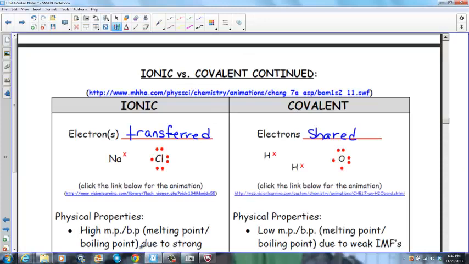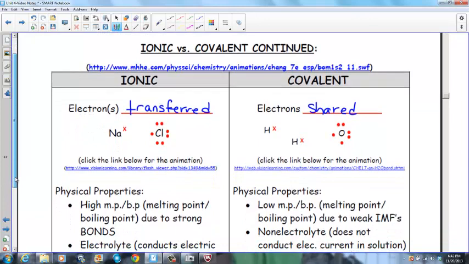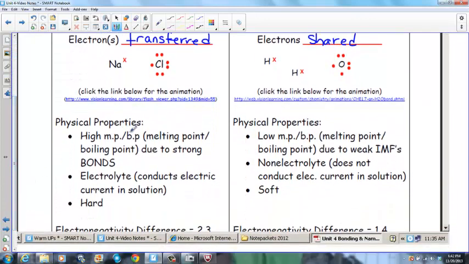So back to our notes. We're going to look at some physical properties here. For ionic compounds, and remember this is very important, we have a high melting point and boiling point due to these very strong bonds. Ionic bonds are extremely strong compared to covalent bonds. And they are considered electrolytes, which means that they conduct electrical current in a solution. So when they are dissolved in water to create a solution, they conduct electricity very well.